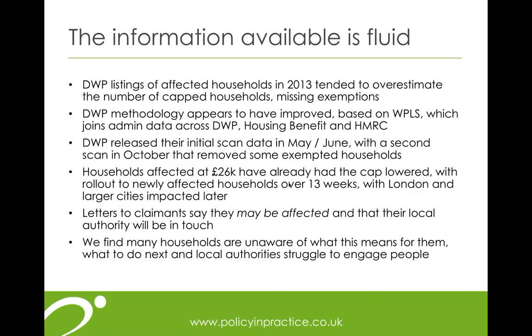The information available about the benefit cap to capped households, but also to the local authorities supporting them, has been quite fluid. DWP created lists of affected households in 2013. Feedback from the local authorities we've been working with is that at that time they tended to overestimate the number of capped households, missing out a number of exemptions. And local authorities found that they were doing a lot of that analysis themselves to identify who those exempted households were and learning a lot more about those households.